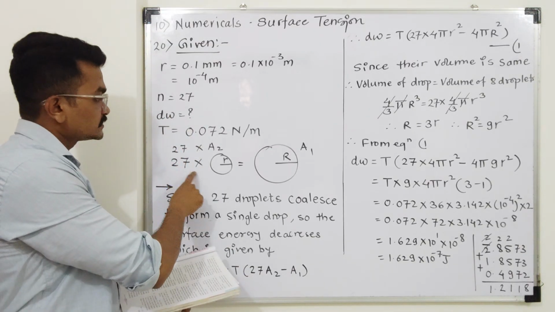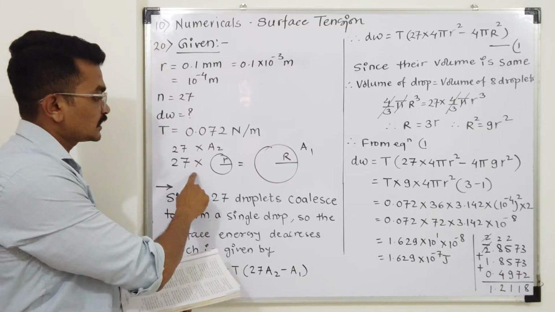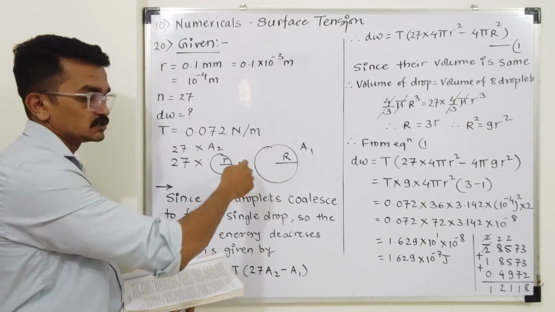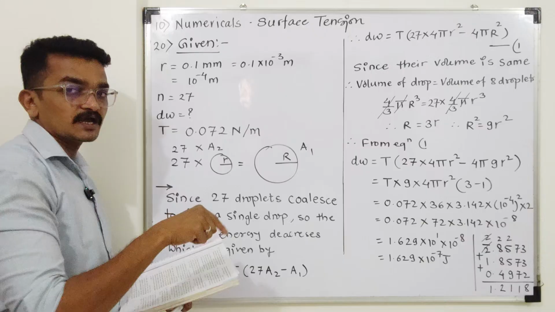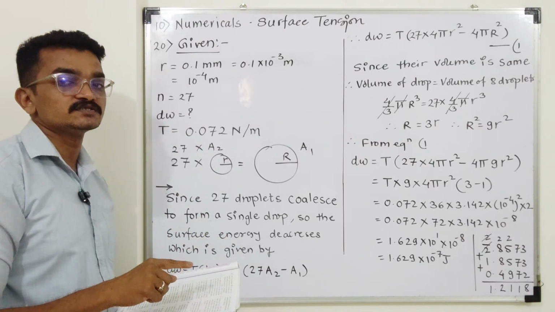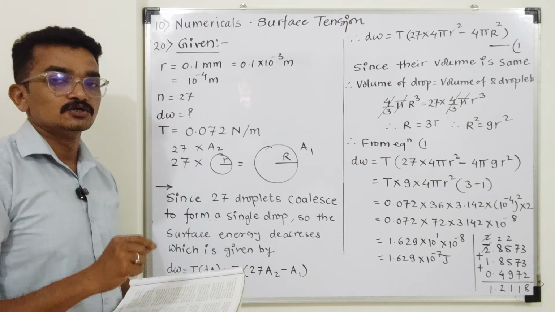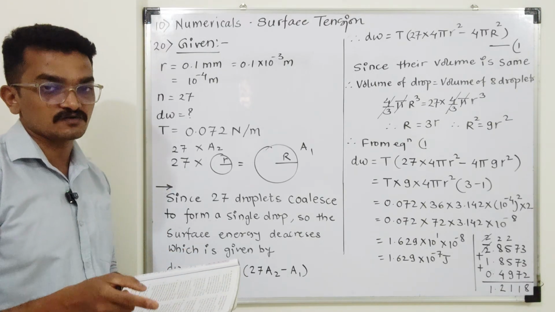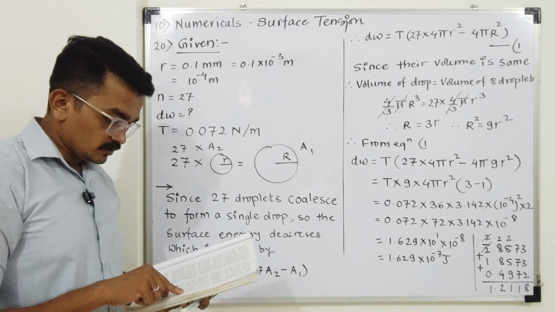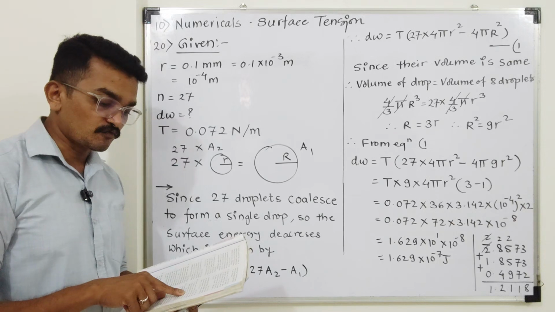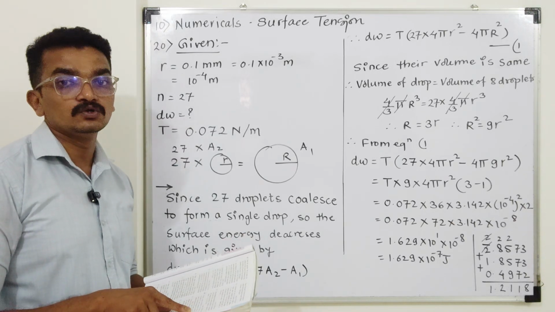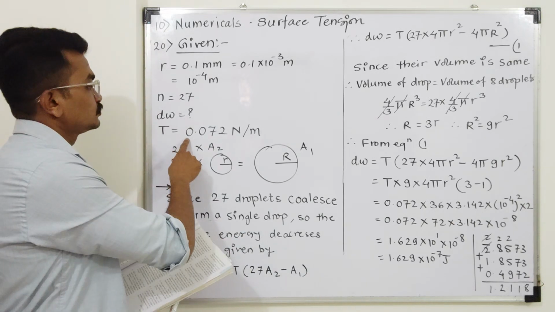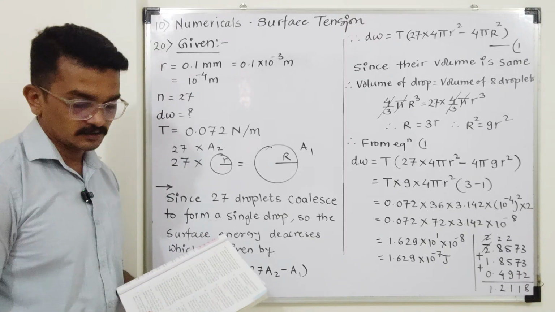See here there are 27 small droplets of water. They combine to form a larger drop. Since the surface area decreases, the surface energy also decreases. So we have to find out that decreased surface energy, or that change in surface energy. The surface tension of water is 0.072 Newton per meter. Surface tension T is 0.072 Newton per meter.